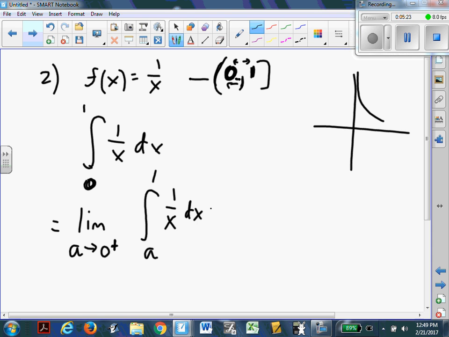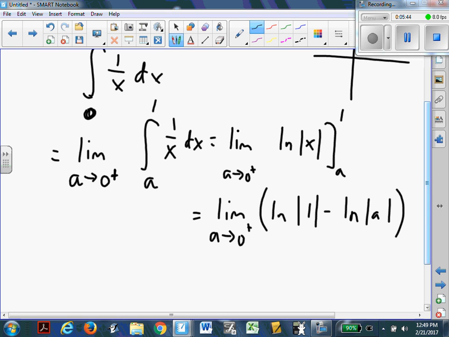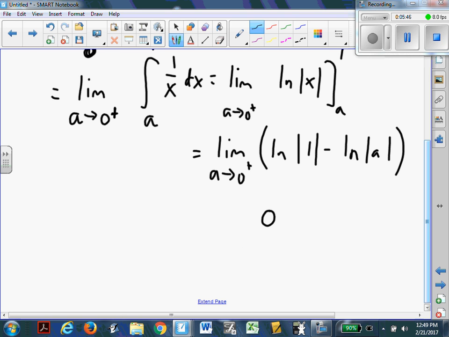And now we do what we would do with any other problem. We bring the limit with us, and we take the antiderivative. And the antiderivative of 1 over x is ln absolute x, from a to 1. And now we just plug in, and we get ln of 1 minus ln of a. ln of 1 is 0, but as a approaches 0 from the right, this approaches negative infinity.